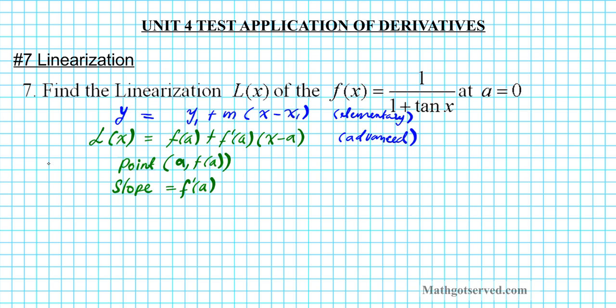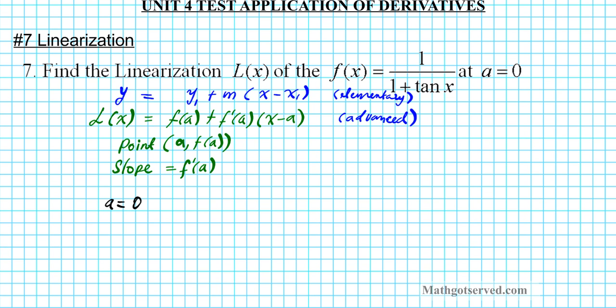So let's go ahead and find the components that we need. First, we need to find a. A is given, a is 0. That is the x coordinate of the point that we're finding the linearization of the curve at. We need the y coordinate next, so we need to find f of a, which is f of 0. Since a is 0, we're going to evaluate this function at a equals 0, so we have 1 over 1 plus tan of 0.